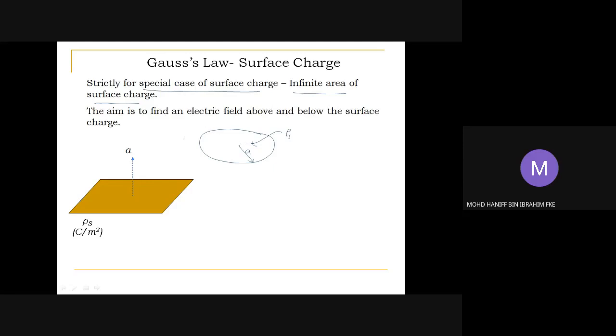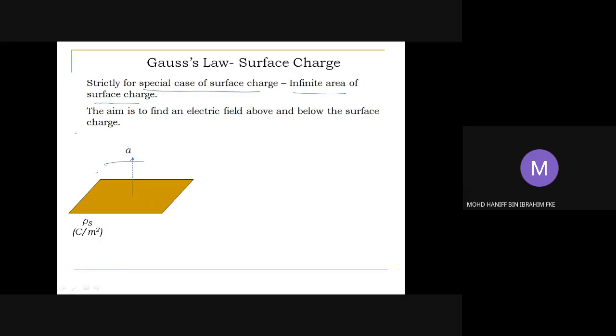So for this particular case of surface charge distribution, we cannot use the Gauss law. For this case, you have to use Coulomb's law in calculating its E field intensity. The Gauss law can only be applied for the case of an infinite area of surface charge. So you need to understand this clearly. Okay, so let us proceed with the case where we assume that this surface that we have here is infinite in area.